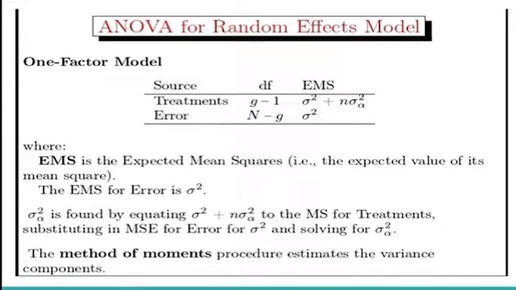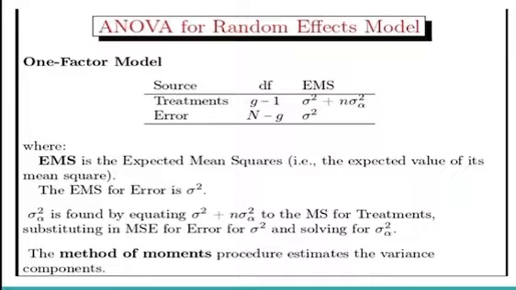Of course, the degrees of freedom still remain the same. If I have a number of groups G, then the degree of freedom for treatment is going to be G minus 1. The degree of freedom for error is going to be N minus G. But in the random effect model, we consider expected mean squared. The expected mean squared for the treatment is going to be sigma squared plus n sigma squared alpha. But for the error, it's going to be sigma squared. Take a look at that.